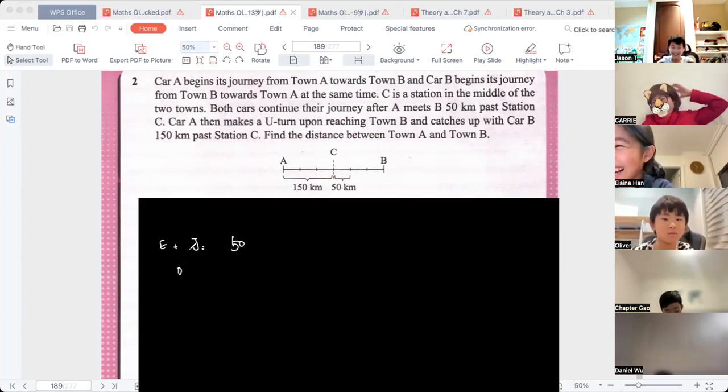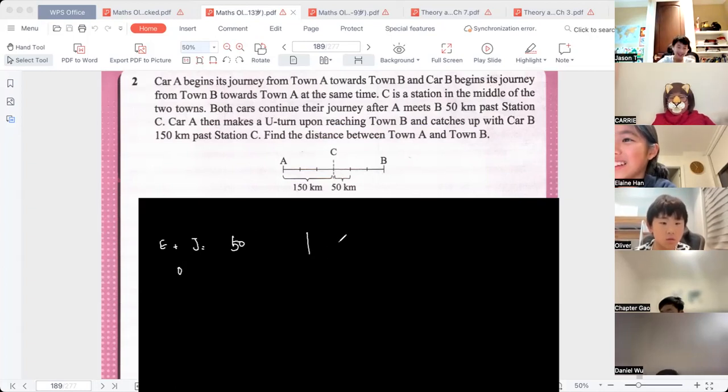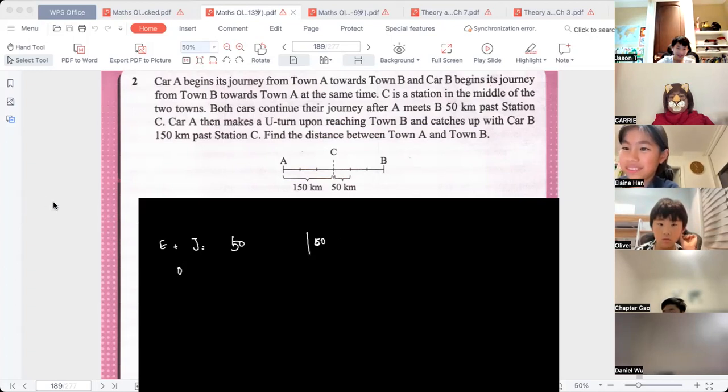If I said 50, Carrie's going to ask me how I got 50. So I will say 150. Okay, so Daniel said 150. So when you're not very sure about your answer, there's a very good way: using some special numbers.